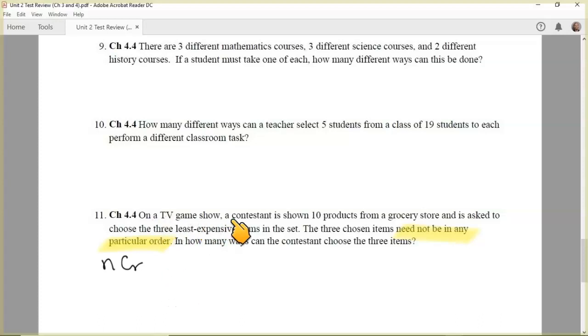So in a TV game show, a contestant is shown 10 products from a grocery store and is asked to choose the 3 least expensive items in the set. The 3 chosen items need not be picked in any particular order. How many ways can the contestant choose the 3 items? Again, that's the R value because that's how many we're choosing, and there's a total of 10 products to choose from. So 10 choose 3: 10 factorial divided by 10 minus 3 factorial times 3 factorial.